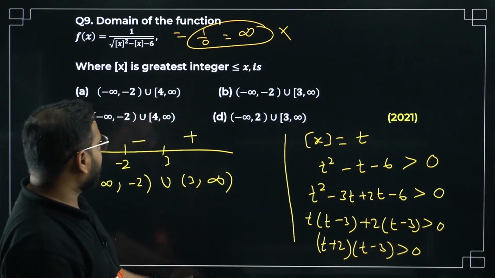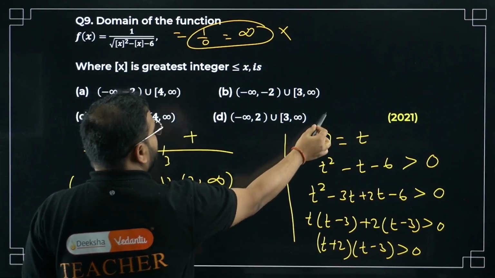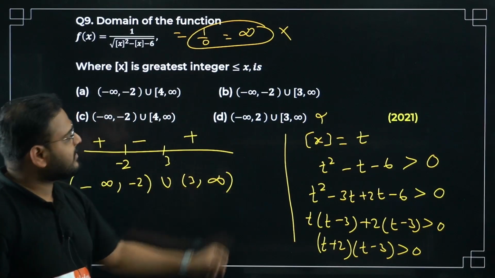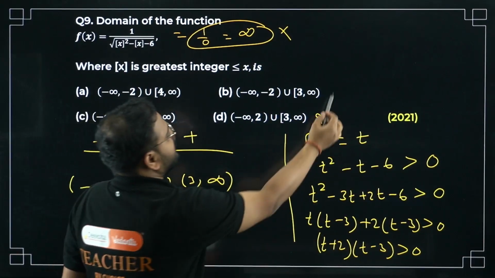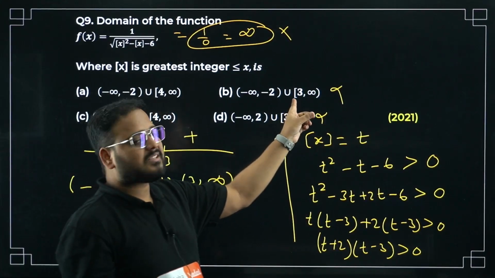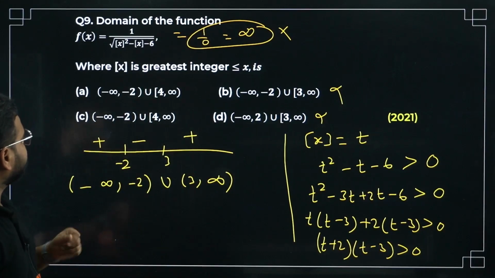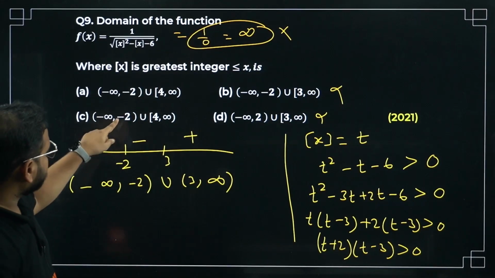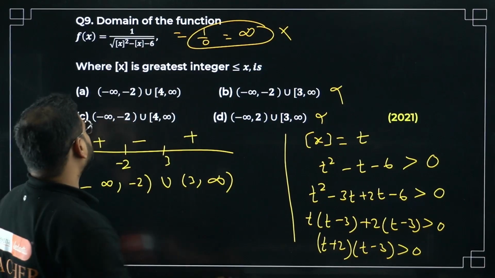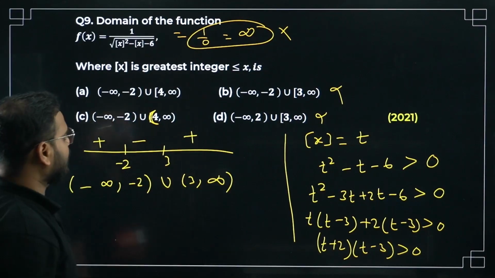If you want to take this option, you can't, because there's a negative sign over here. This is saying plus 2, so we can't take this option. We can't take this option, bacha, because we have 3 open here and this has 3 closed, so we can't take option B. Can we take this option? Minus infinity to minus 2 and 4. I think this was open over here.